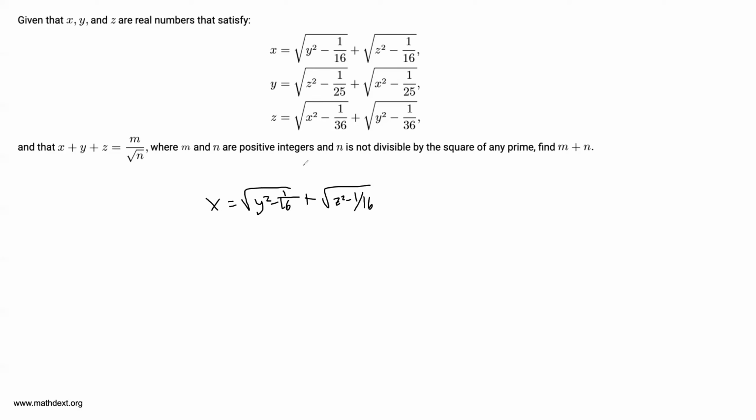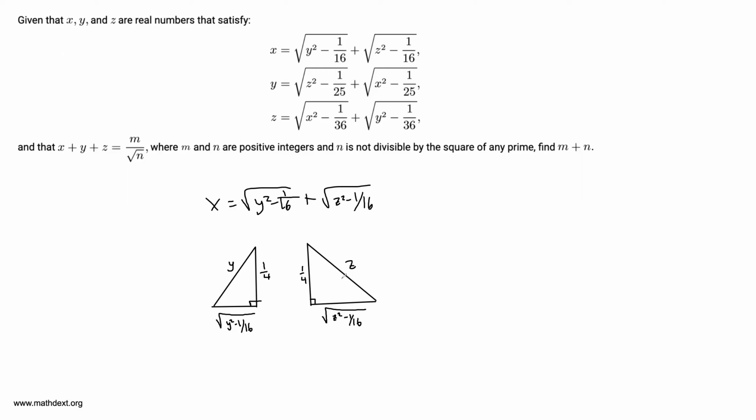It just tells us that x is the sum of these lengths. If you have a right triangle with hypotenuse y and one of the legs is 1/4, so let's say this is y and this leg is 1/4, then this leg by the Pythagorean theorem would be the square root of y squared minus 1/4 squared, which is y squared minus 1 over 16. And that plus this length, where if you have another right triangle with hypotenuse z and height 1/4, then your other leg is going to be the square root of z squared minus 1 over 16, because 1/4 squared is 1 over 16. What does that tell us about x?